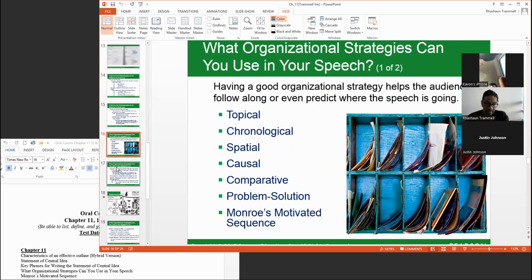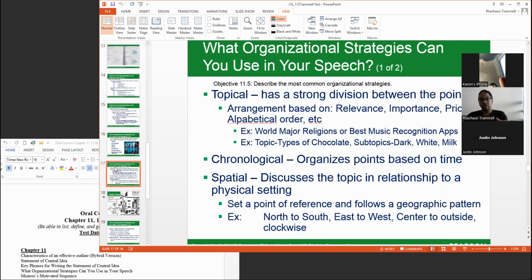So topical, that would be when going from one topic to another, or when there's a strong division of points, such as if you're talking about the best fruits, and maybe you have apples, oranges, and coconuts, and you may pick these based on which ones get consumed the most, or maybe which ones have the best medical benefits for the person who eats them. So that would be topical.